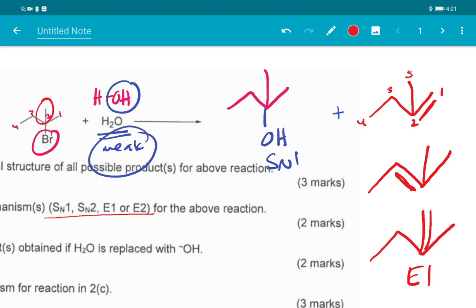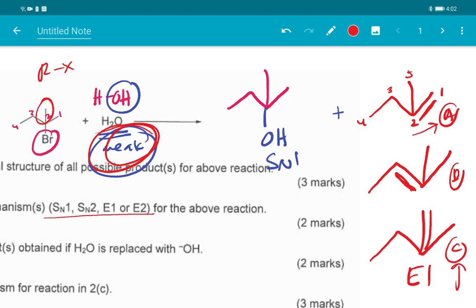Remember guys, we decided earlier the product based on the type of alkyl halide and also the type of nucleophile, which is weak. Therefore, as you can see, there are three structures, but please remember, let's say I label them as A, B, and C. Structure C and structure A are the same. Structure B, if you try to name the compound, I will give you the same name.